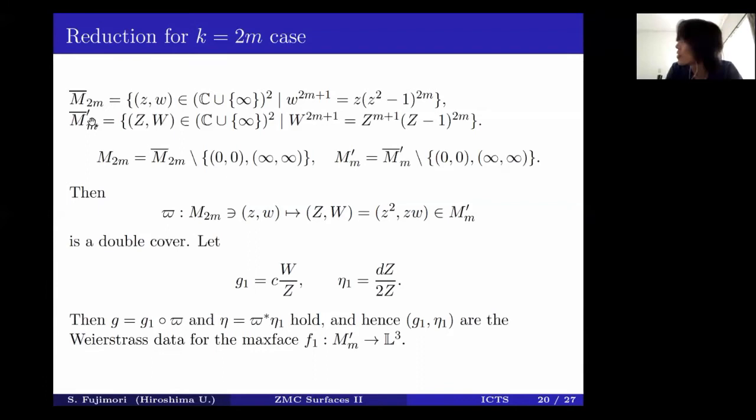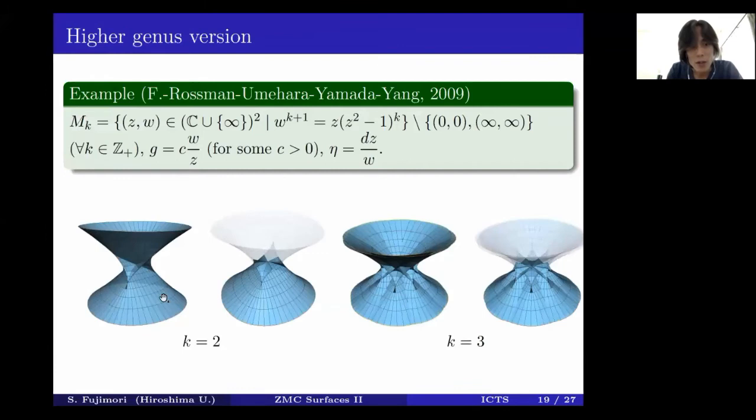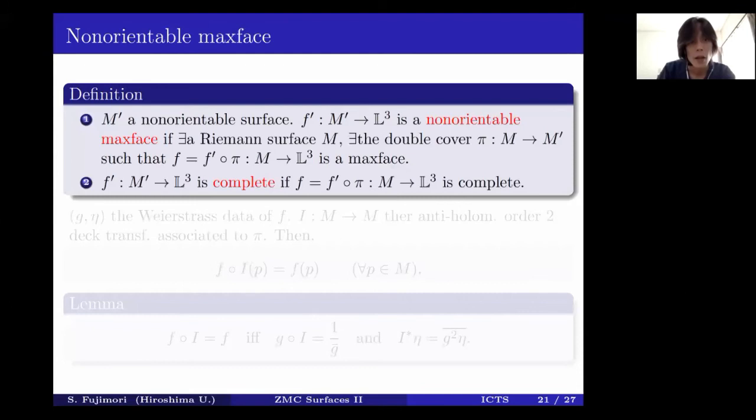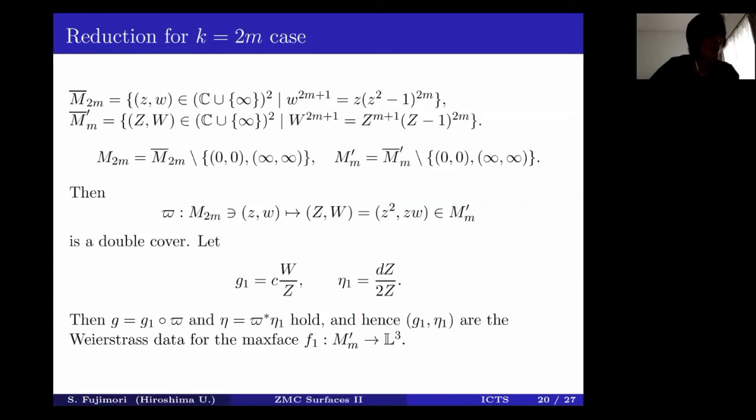So when k equals 2, this is a genus 1 maximal surface, a genus 1 catenoid, which is different from the original Kim-Yang catenoid. So in any even genus case, we can reduce the genus to half. So we have two different genus one catenoids, both topologically a genus one surface minus 2 points, with two embedded ends. Okay. If you have questions, please let me know. Any questions?